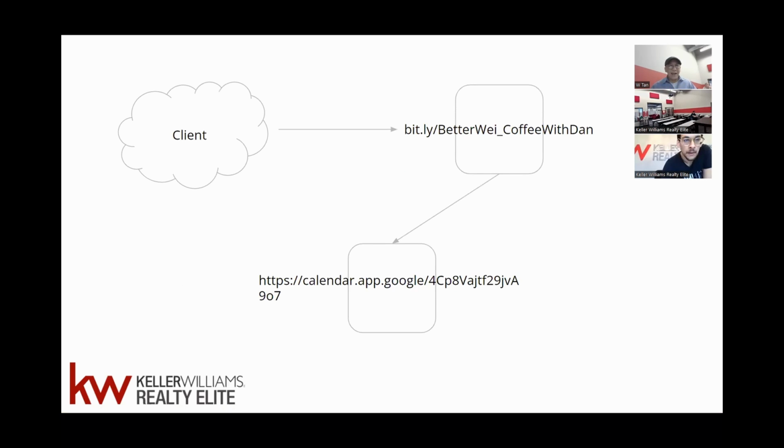Broadly, this is what I use. So you've got your clients in the top left corner there. I just point them to my bit.ly link, as you see here, bit.ly, betterway_coffee with Dan. And what that does is basically takes your URL and repoints it to calendar.app.google. You see that long string down there that I will never remember. So that's broadly how it all works. I will walk you through all these components as we go through the session today.